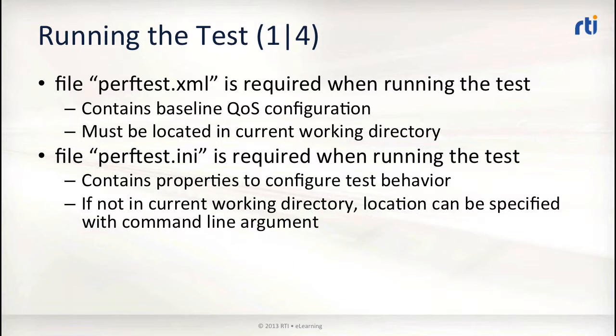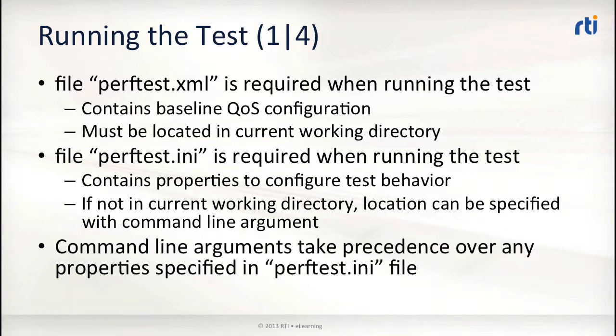The test also uses an INI configuration for the testing parameters. This file must either be in the current working directory, or the location must be specified via command line argument. Testing options can be specified in the file or the command line, or both. Those properties specified on the command line take precedence over any values in the INI file. We'll go over some of the more common testing parameters in a few minutes. Now let's look at actually running the test.